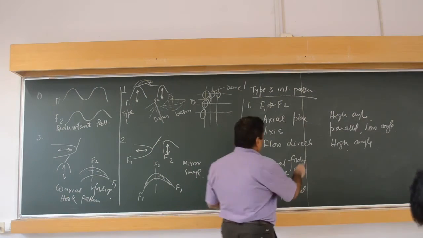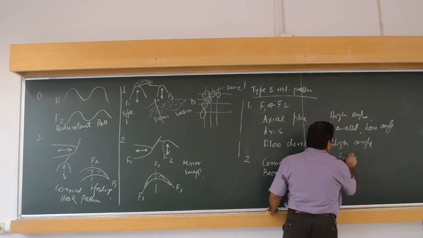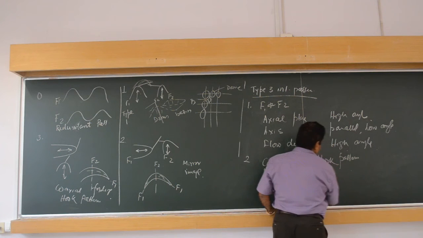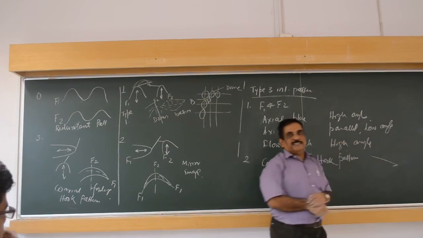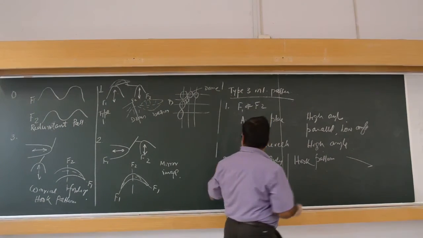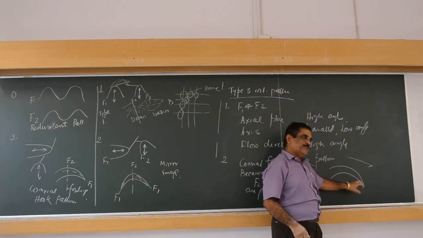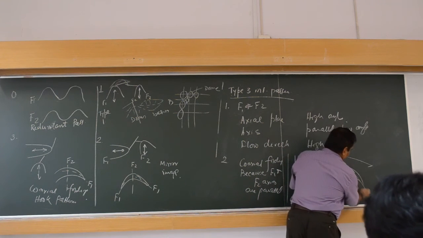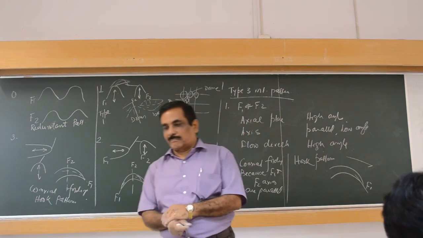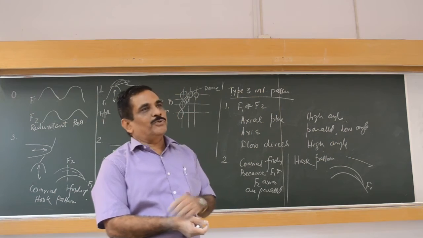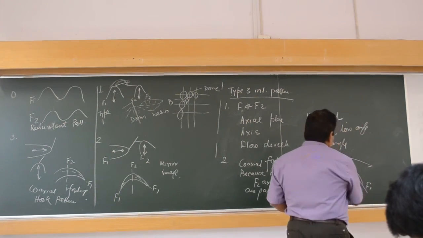It is also known as hook pattern. Hook. You must have heard of it. How does a hook appear? This is how a hook appears, so this also appears like that. This is the hook. Your hook is F1. A sharp bend is called a hook. Those who are acquainted with volleyball players, you also hook the ball. So that is why it is called a hook. And this is your F2.